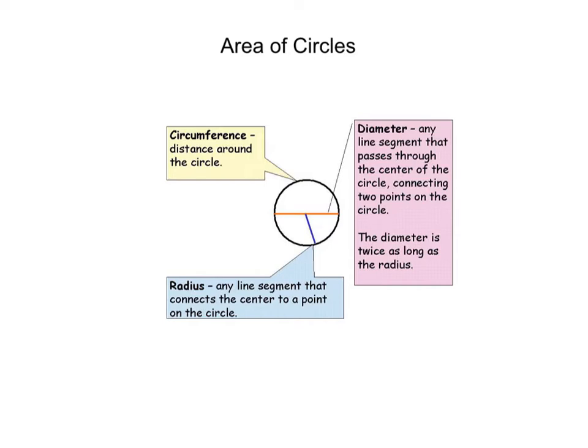Then we have a diameter. A diameter is any line segment that passes through the center of the circle, connecting 2 points on the circle. So the red line shows the diameter. So that diameter must go through the center of the circle. Then a radius is a line segment that is half the length of the diameter. It also connects the center point to the outside of the circle.